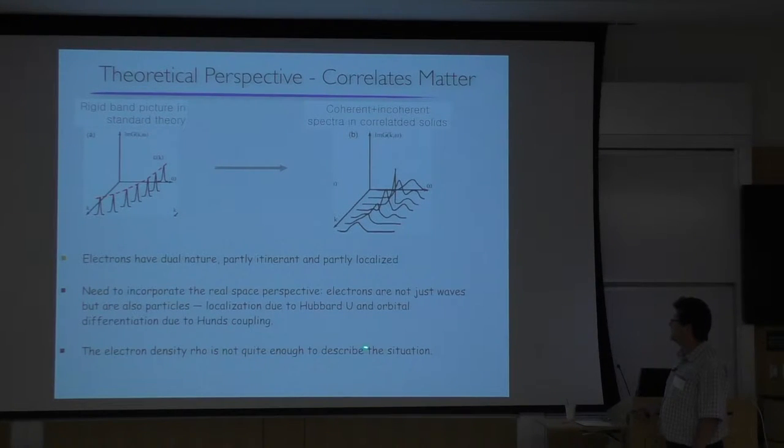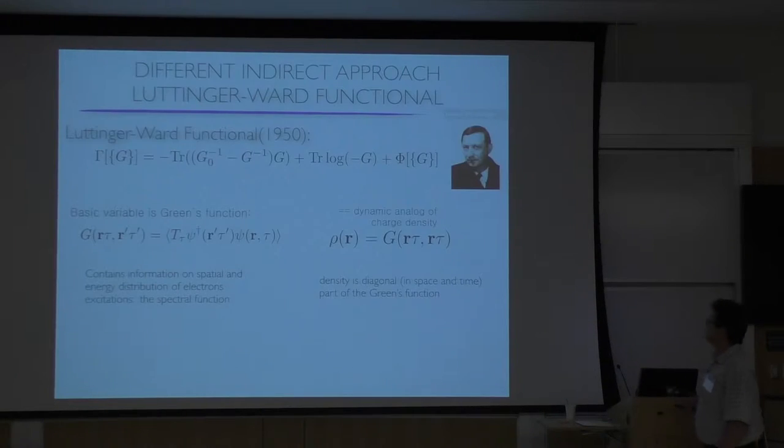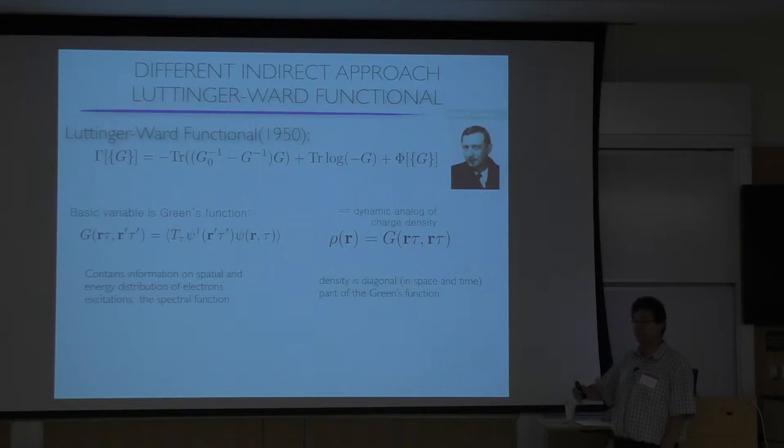It turns out that the electron density rho, of course, is not quite good enough to describe the situation. Therefore, I'm going to switch the language a little bit. We are going to now discuss different approximations in this Luttinger-Ward functional language. It will turn out this is very useful because many known approximations can be written in this common framework. Then we can see how these different approximations appear in this language.